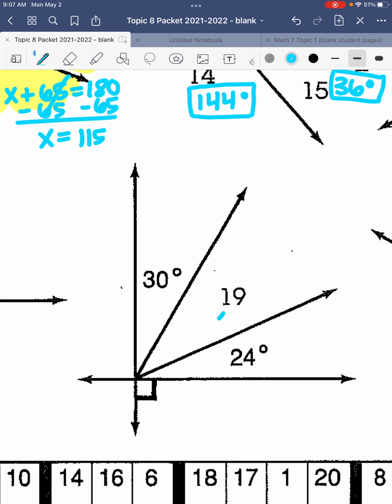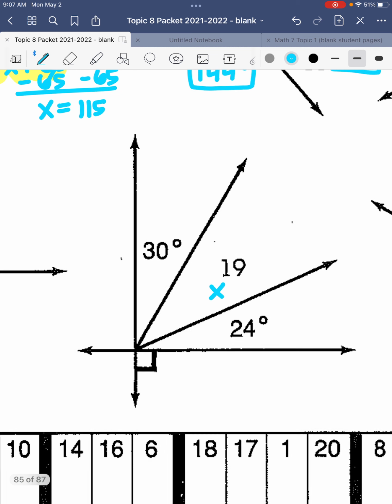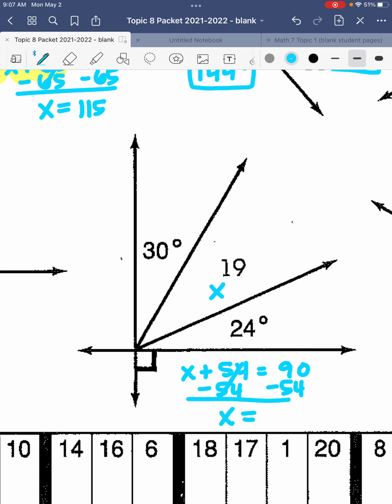So I can call angle 19 x, and I can write an equation. And that equation could be x plus 54 equals 90. I can subtract 54 on both sides. And I would get that x is 36 degrees.